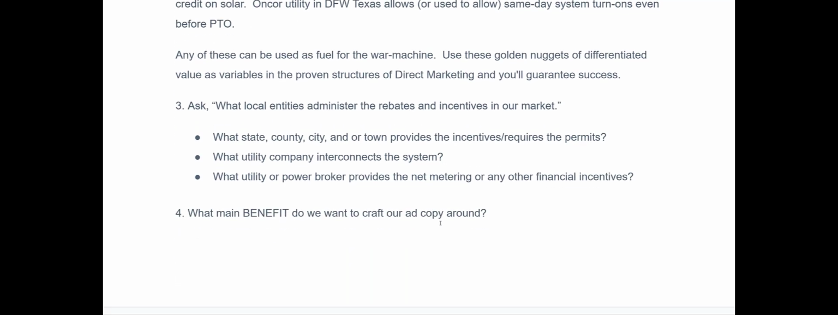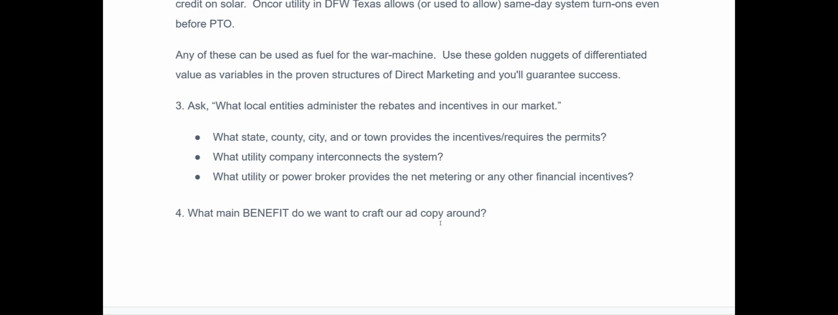So any one of these can be used as fuel for the war machine. Now the war machine is our battle marketing. Okay, it's the thing that we're going to leverage to make ourselves free. That's really what we're here to do, is become free. Okay. We got to use these golden nuggets as a differentiated value. We got to put variables in, and we got to use the proven and predefined direct marketing structure. Okay. So that's the second half of this. The next module, we'll get into that piece of it.